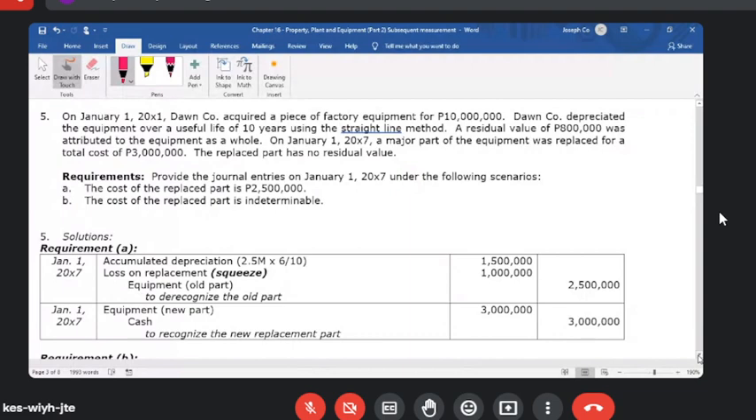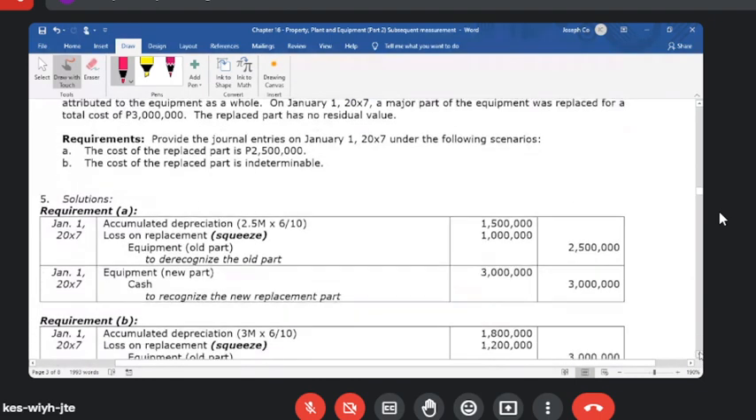Replacement cost determinable and indeterminable. If we know the cost of the replaced part, we debit accumulated depreciation times 6 over 10 because that is the age of the asset. We credit equipment, the old, and the balancing figure is the loss. And then we capitalize the new, where we debit equipment and credit cash equal to 3 million peso.